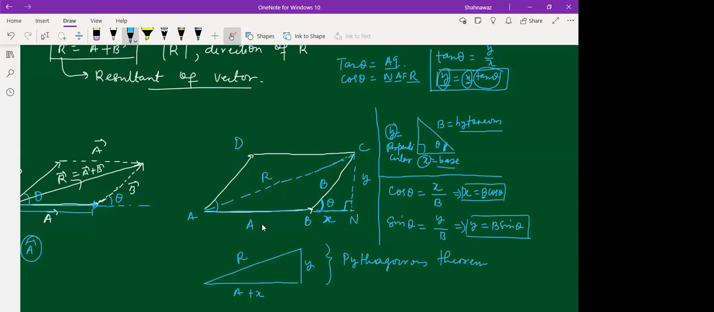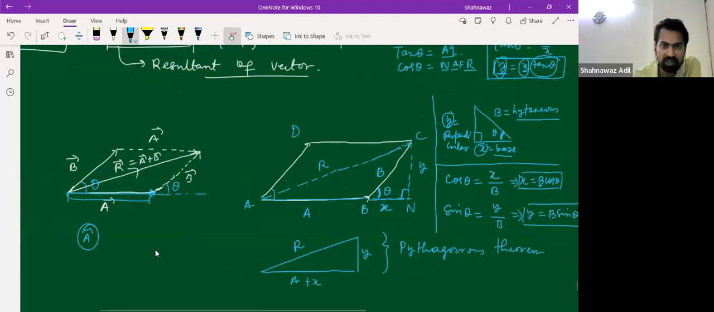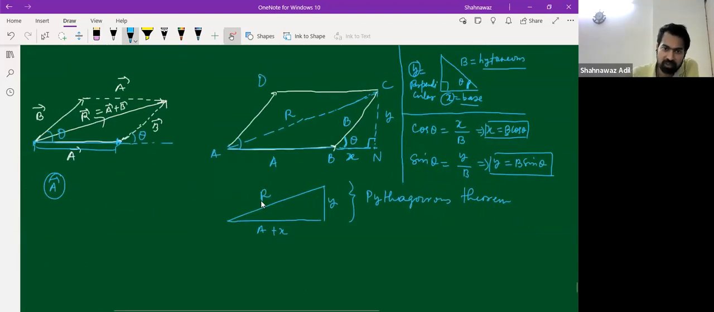Okay, so we have to find the magnitude of this resultant. Now we know this x is b cos theta, and y is b sine theta. So R would be how much, guys? Pythagoras theorem, right? R would be how much?